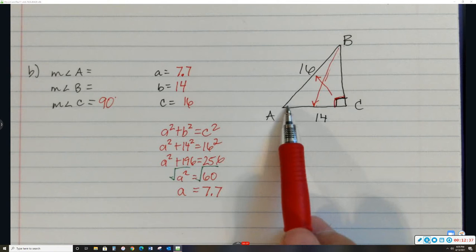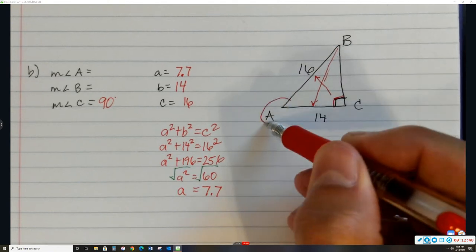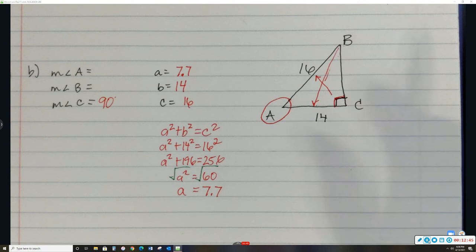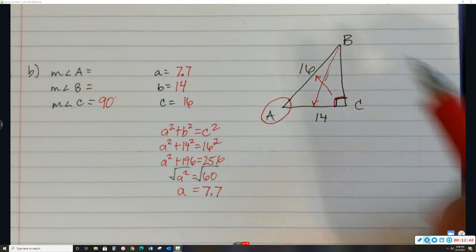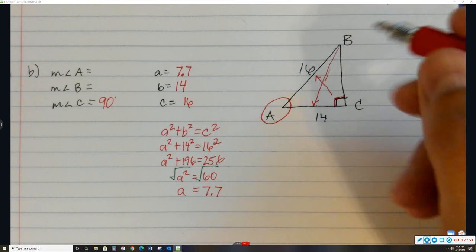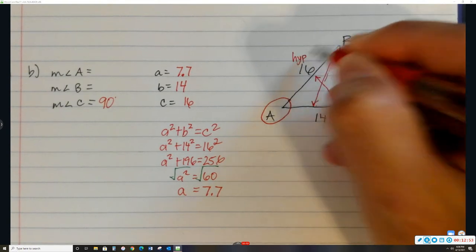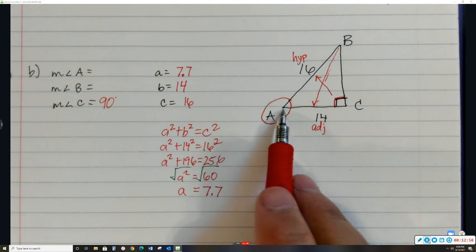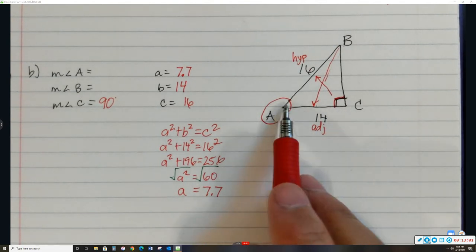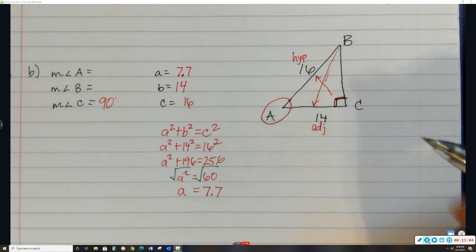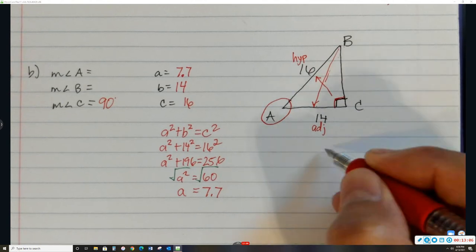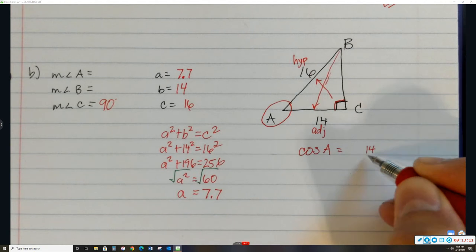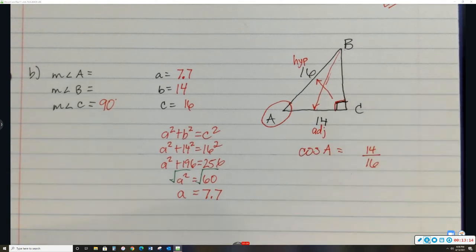Since I haven't written too much over here on A, let's go ahead and find angle A first. So I'm going to circle that angle. That means we're going off of this. Now we can name the sides. I know 16 is the hypotenuse because it's across C, and I know 14 is the adjacent side because it's right next to A. Adjacent and hypotenuse, that's the cosine ratio. So cosine of angle A is equal to the adjacent side over the hypotenuse.